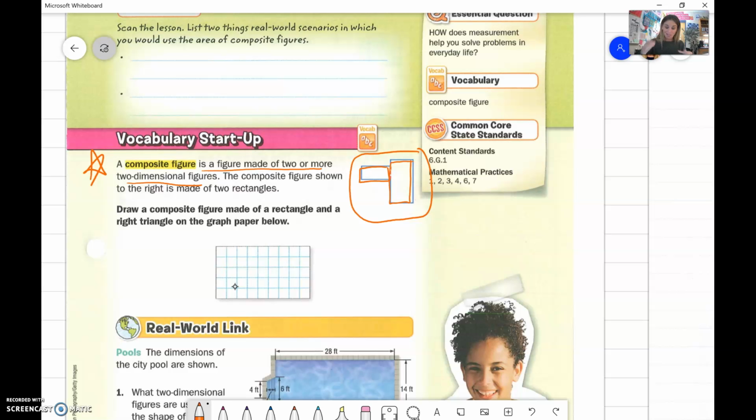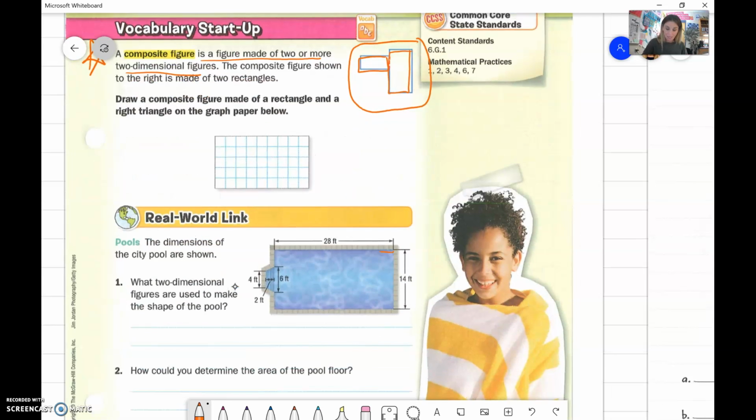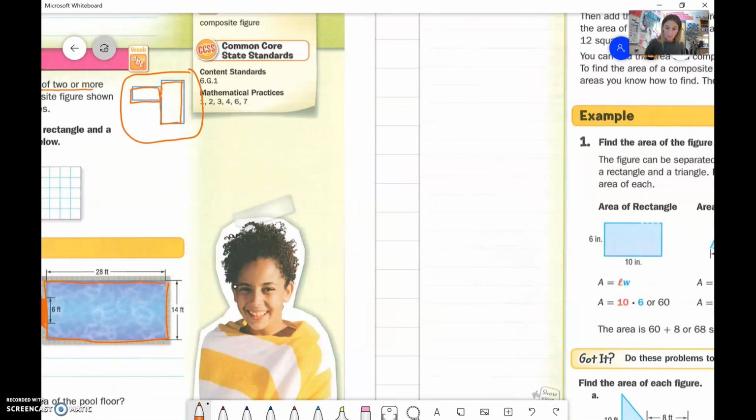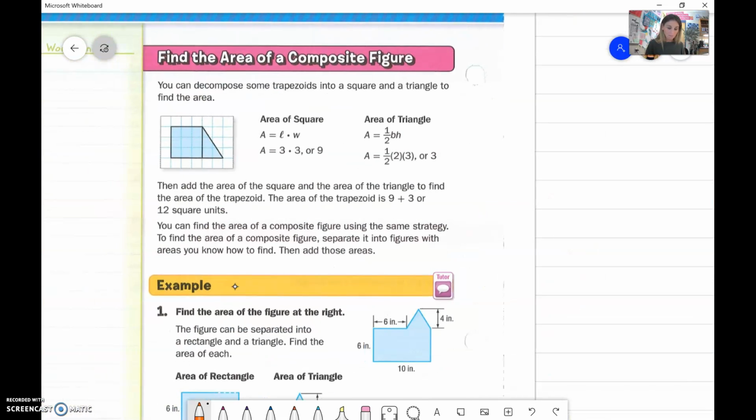Okay, so it's no different than taking a look at this. Here we can see that we could break this swimming pool up into a rectangular composite figure, and we can also break it up right in here in this little section into a trapezoid. So keep that in mind as we are working through these problems, as we are going to be using multiple formulas for each composite figure because it might be made up of different figures. So let's flip over to the next page.